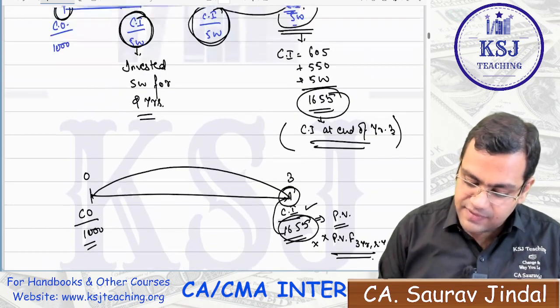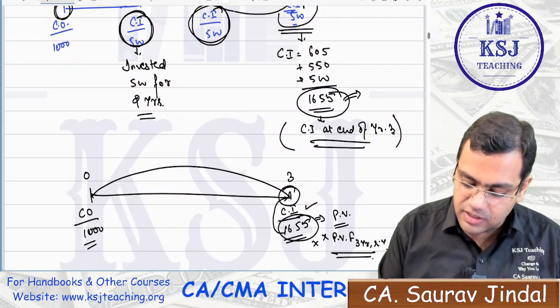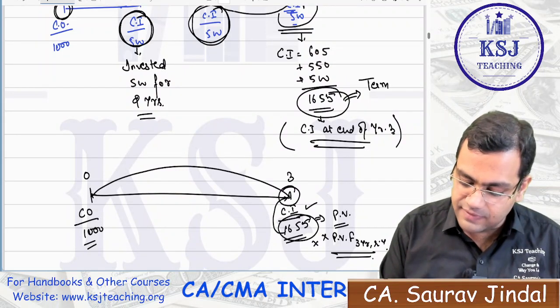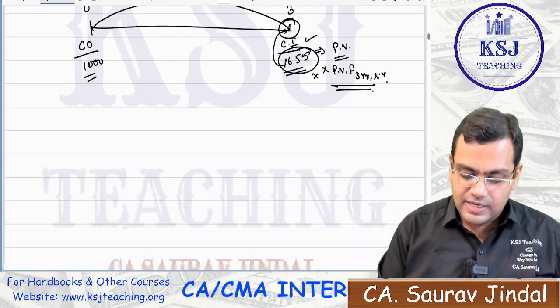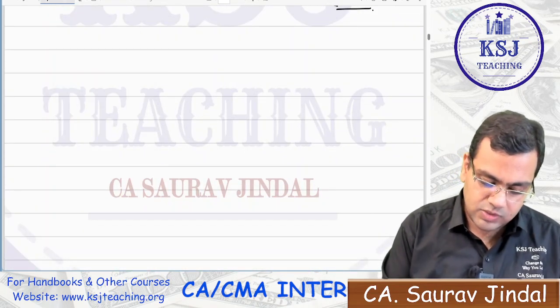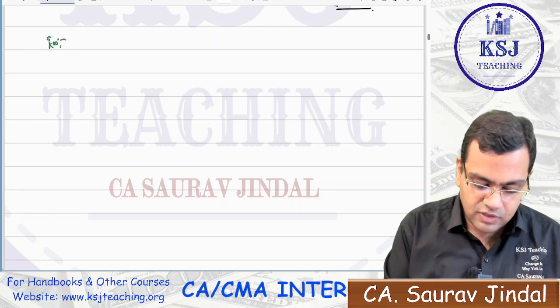So this value, this 1655 that you have got, this is known as terminal value. Terminal value, sir. Let's do an example on this. Let's do an example for more clarity.